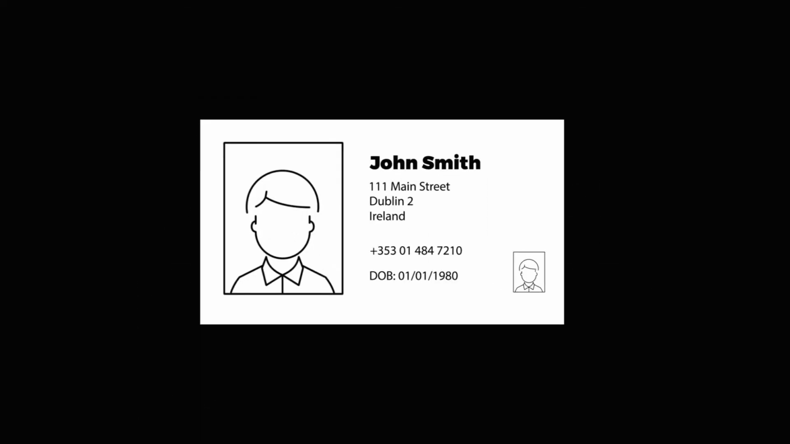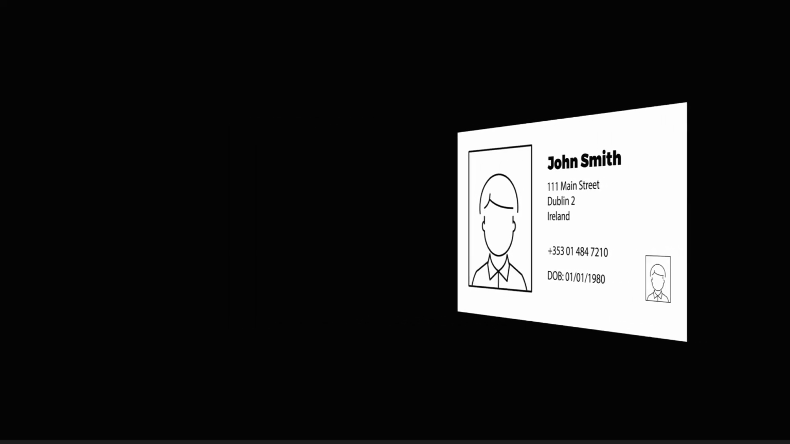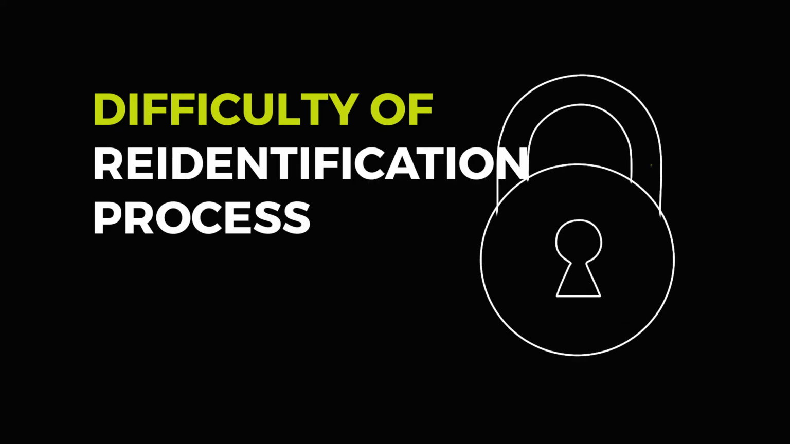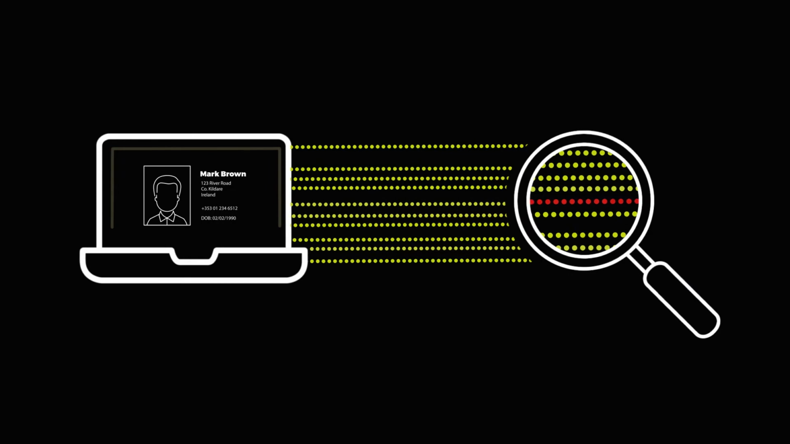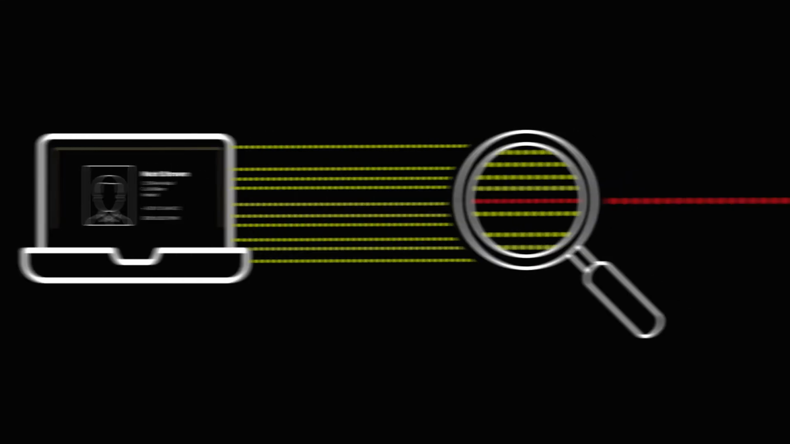Whilst pseudonymized data is still deemed personal data due to the fact that it can potentially be reversed in certain cases, the level of difficulty with regards to the re-identification process is taken into account in the case of a breach. Pseudonymization needs to run off complex algorithms that make re-identification as difficult as possible.